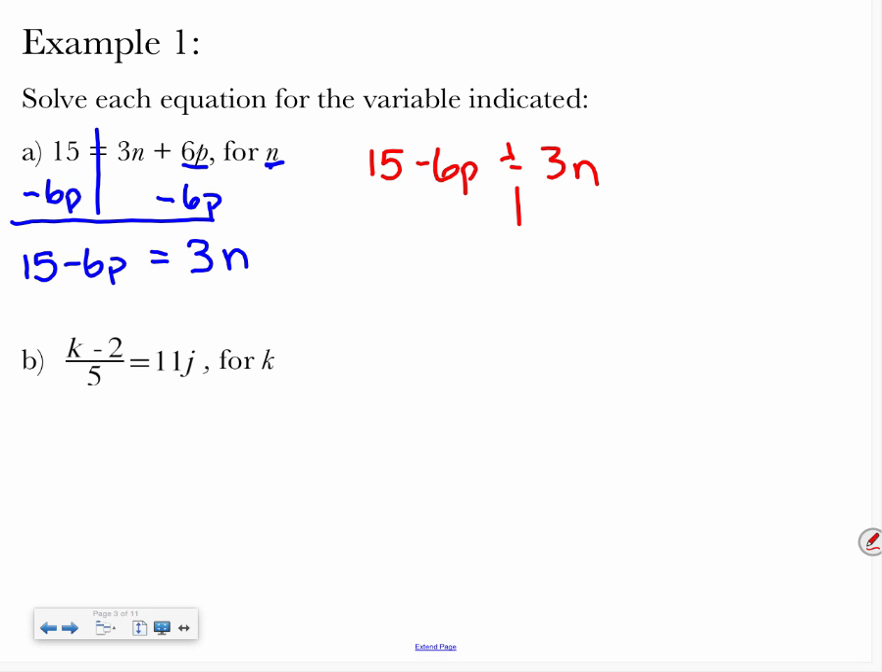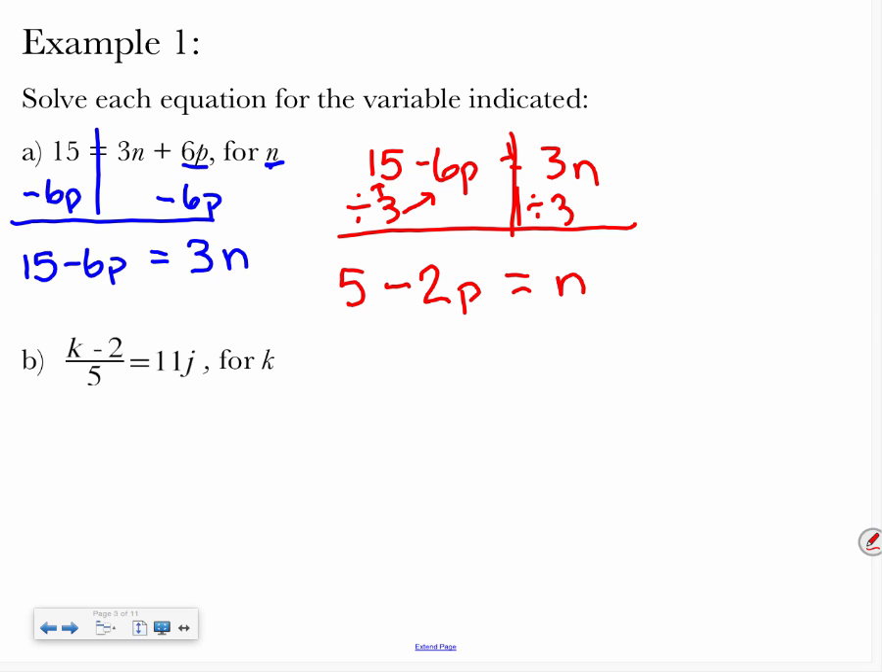If we want to get n all the way by itself, tee it up, and our last step, we have 3n. I'm not seeing any operations. That means multiplication is indicated or implied. So if I undo my multiplication with some division, we should be fine. So on the right hand side, we have an n. And remember, we are dividing this whole left-hand side by 3. That means I'm dividing the 15 by 3, and I'm dividing the 6p by 3. So 15 divided by 3 is 5, minus, what's negative 6p divided by 3? That becomes 2p. Okay, so 5 minus 2p equals n.